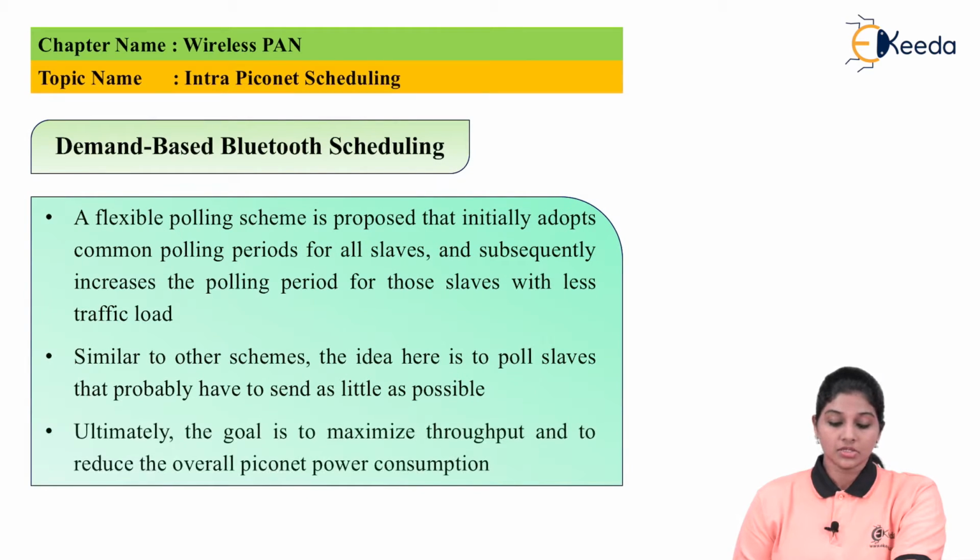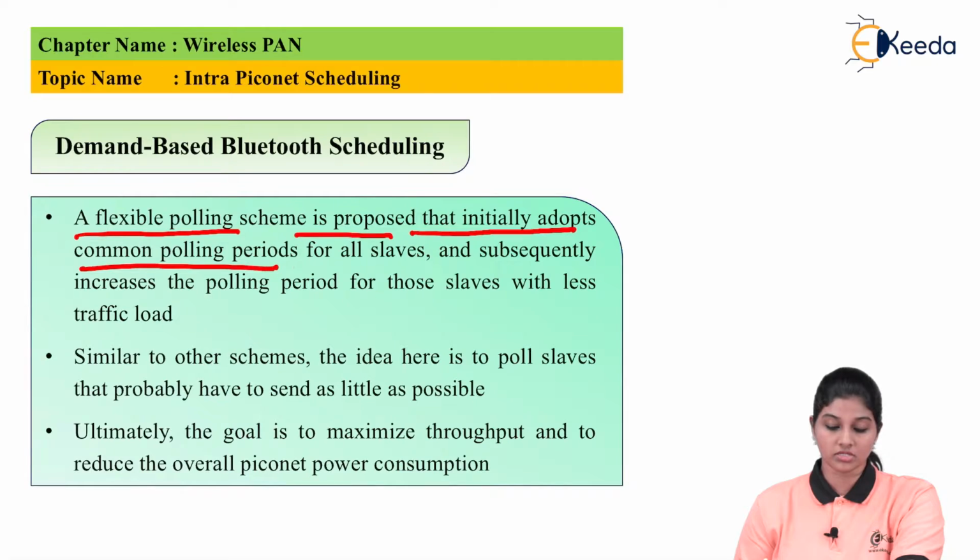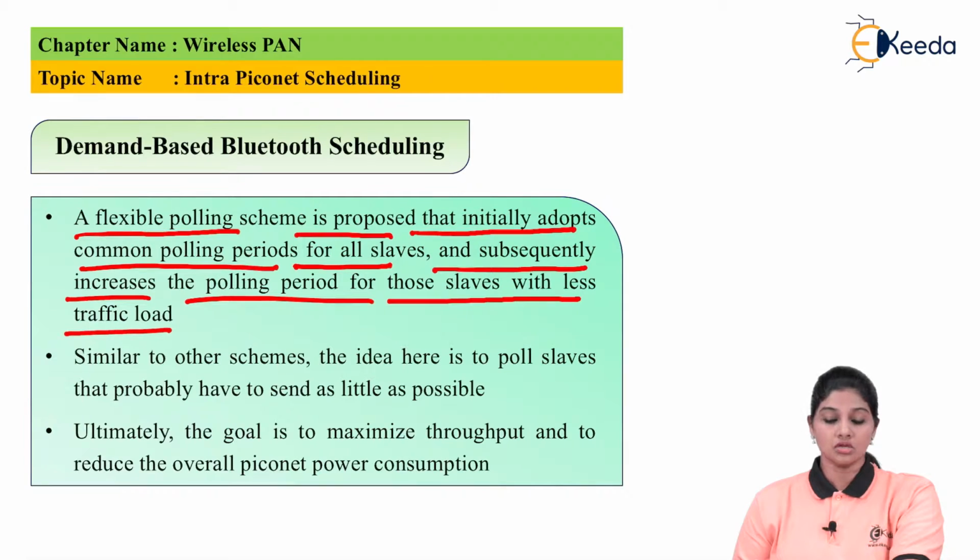The next is nothing but the demand-based Bluetooth scheduling. Now, a flexible polling scheme is proposed that initially adopts a common polling period for all the slaves and subsequently increases the polling period for those slaves with less traffic load. So here we can say, as its name indicates, it is demand-based Bluetooth scheduling. It is basically a flexible polling scheme that initially adopts a common polling period for all the slaves.